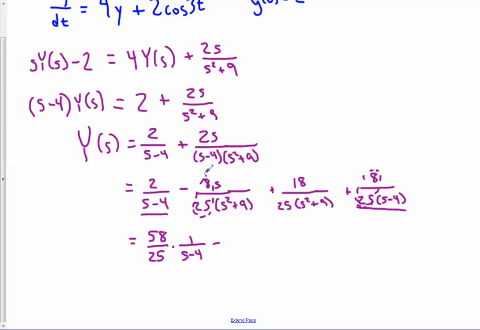again, I'll do the same thing on this one. It'll be minus 8/25ths s over s squared plus 9 and 18/25ths 1 over s squared plus 9.